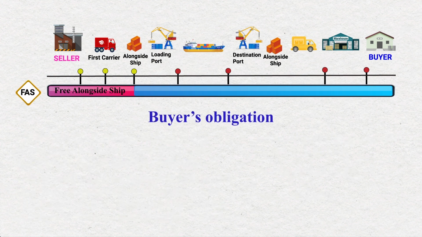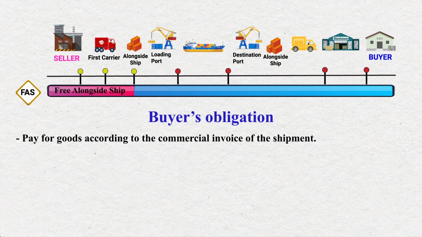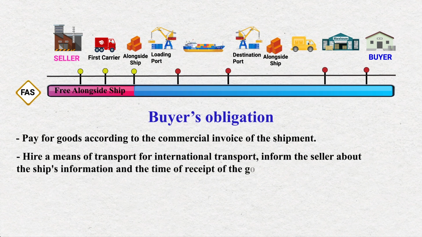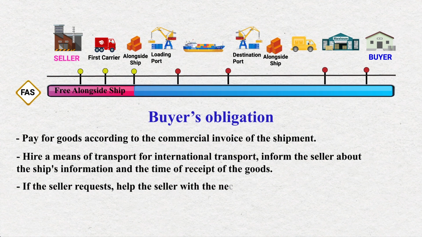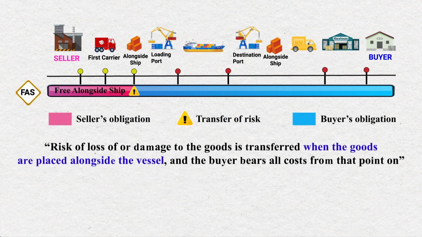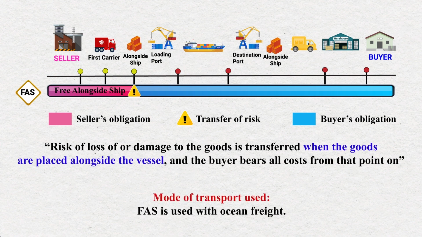Buyer responsibilities are: pay for goods according to the commercial invoice of the shipment. Hire a means of transport for international transport, inform the seller about the ship's information and the time of receipt of the goods. If the seller requests, help the seller with the necessary documents for export, at the seller's expense. Import clearance. Risk of loss of or damage to the goods is transferred when the goods are placed alongside the vessel, and the buyer bears all costs from that point on. FAS is used with ocean freight.